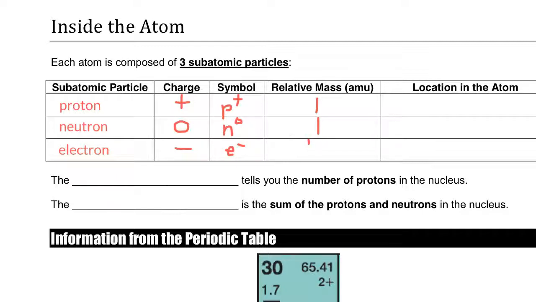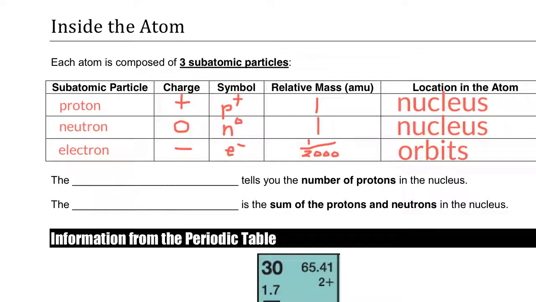It weighs 1/2000th of a proton. So it's way smaller, and it's so small that when we're talking about the mass of an atom, which we'll see later, we really don't even consider the electrons. And when we're looking at where these are placed inside the atom, we're talking about either in the nucleus or in the orbits. More on that later.